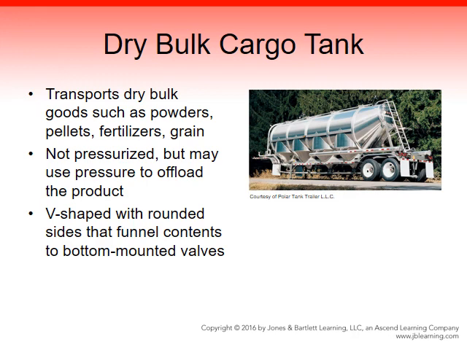Dry bulk cargo tank. This is used to transport dry bulk goods such as powders, pellets, fertilizers, and grain. It is not pressured, but may use pressure to offload the product. Notice that it has V shapes in it with rounded sides that funnel content to the bottom mounted valves.